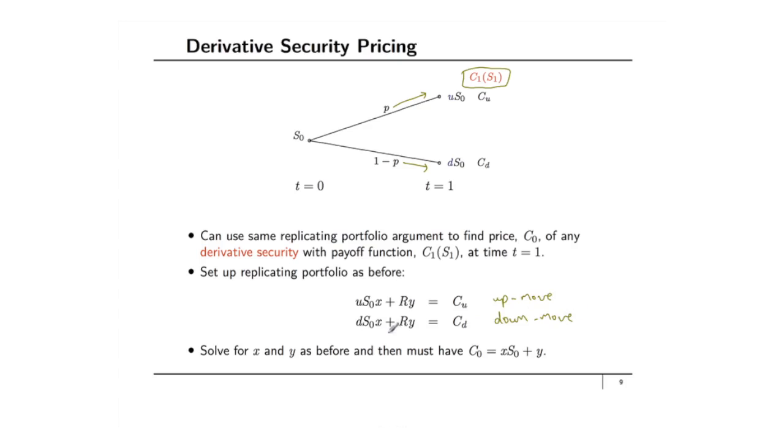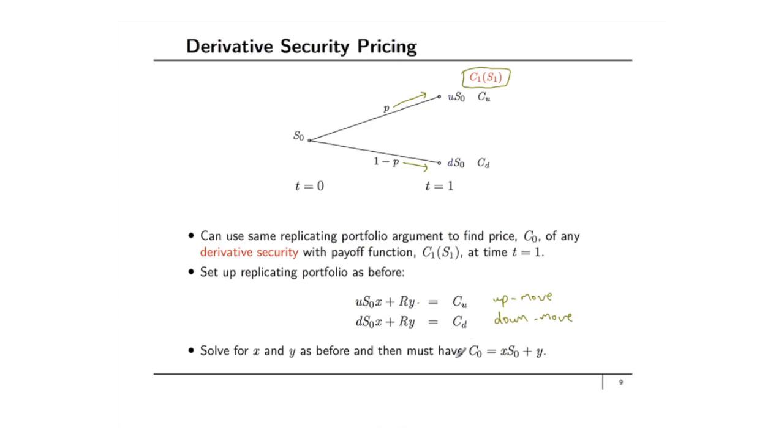And on the left hand side, we have the value of our portfolio at time 1. If we purchased x shares at time 0, then those x shares will be worth U times S0 times x at time 1 if the stock price went up. And they would be worth D times S0 times x at time 1 if the stock price fell. Of course, our y dollars that we invested in the cash account will be worth R times y, regardless of whether the stock price went up or down. So now you can solve these two linear equations in two unknowns.